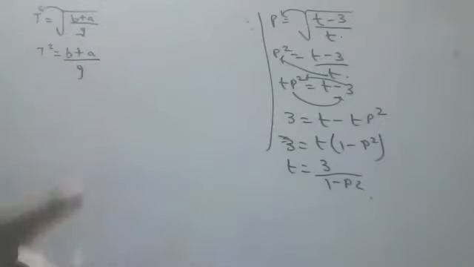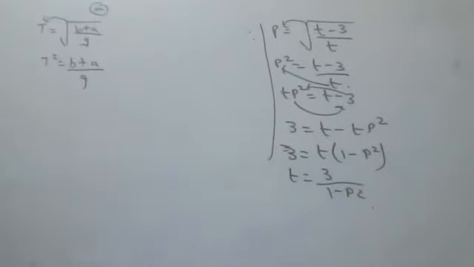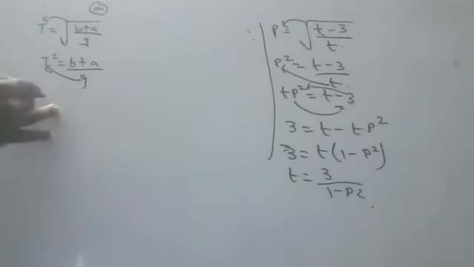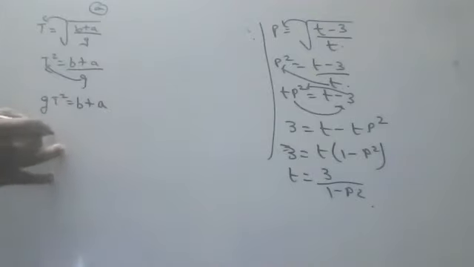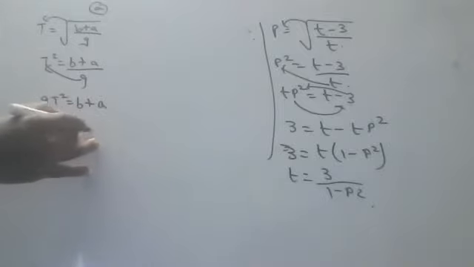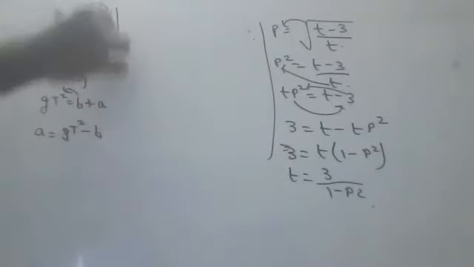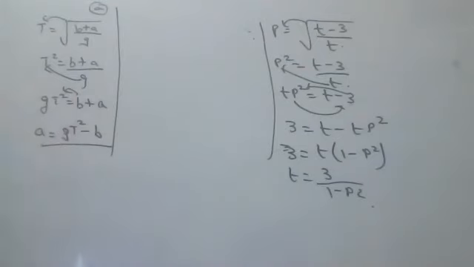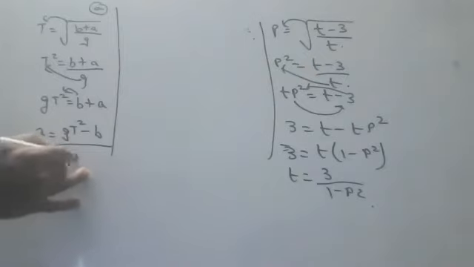First, what are you making the subject? Make A the subject. One time A, one time B, one time G. Bring this here. So T square G is equal to B plus A. Then A is equal to G T square minus B. Suppose I want B, it means G T square minus A.